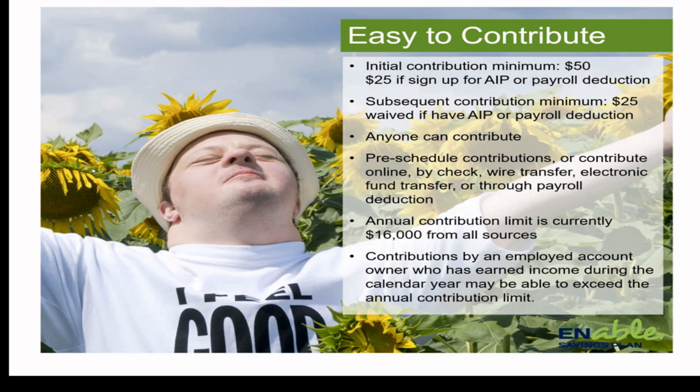Again, as we spoke about, anybody can contribute, and there's lots of different ways you can do it. You can mail in a check if you want, you can do wire transfers, you can pay online, you can do an electronic funds transfer. You could also do a payroll deduction. You can speak with your employer about that. And if the account owner is working, they can speak with their employer.